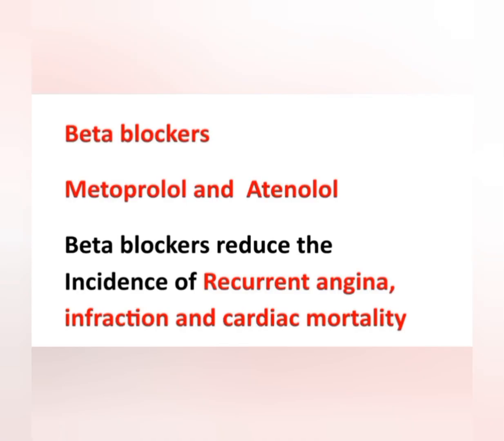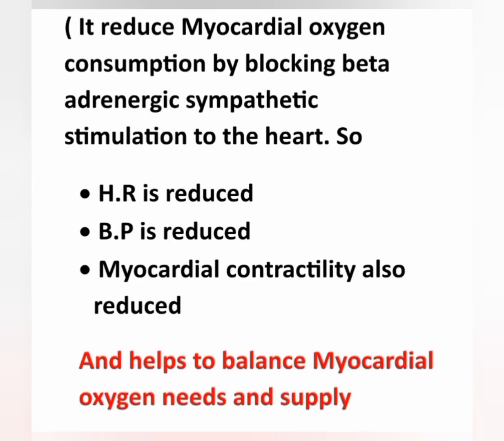Beta blockers reduce the incidence of recurrent angina, infarction and cardiac mortality. Angina means chest pain. Thereby they reduce myocardial oxygen consumption by blocking beta adrenergic sympathetic stimulation to the heart. So heart rate is reduced, BP also is reduced, and myocardial contractility is also reduced.